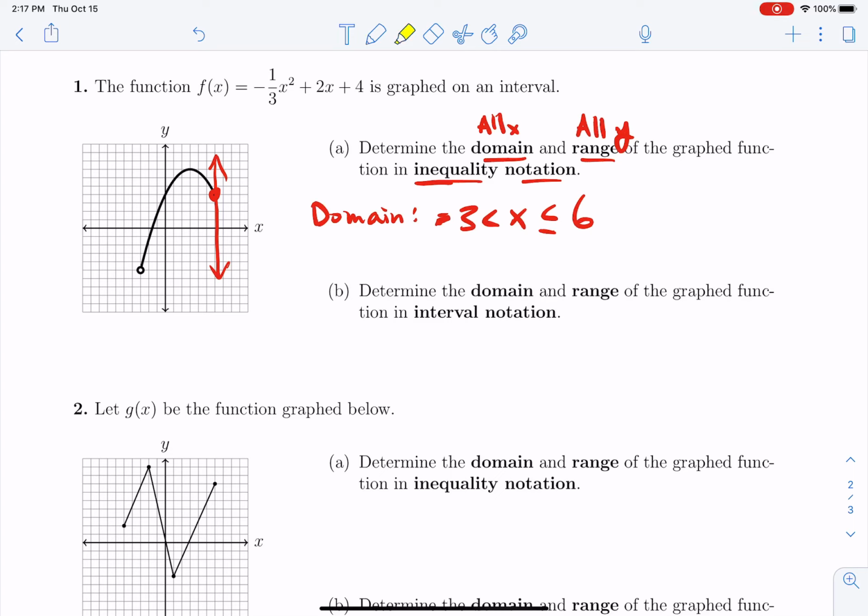Now for the range, we're really interested in the y values here. So what is the smallest y value and what's the largest y value? So we're interested in y.